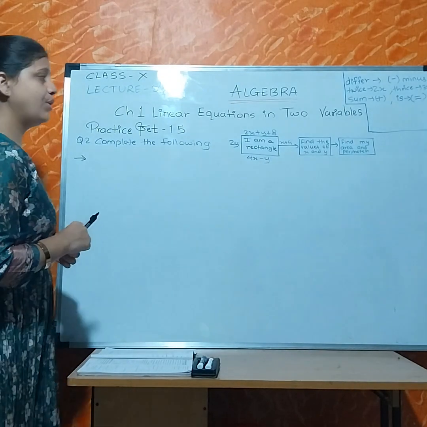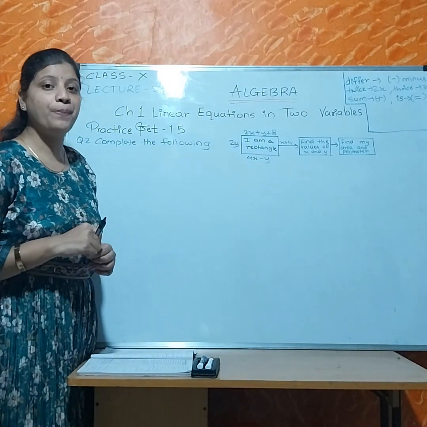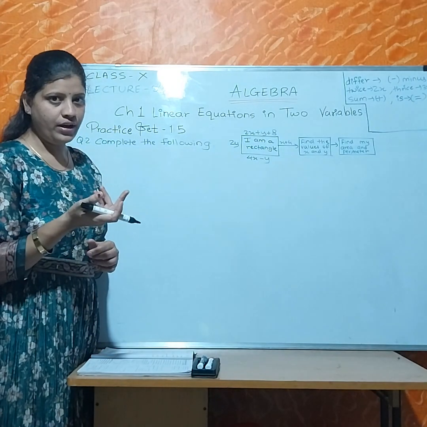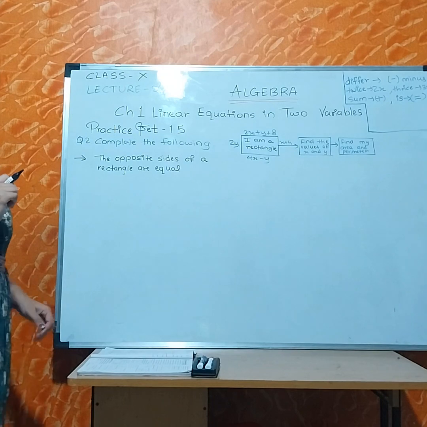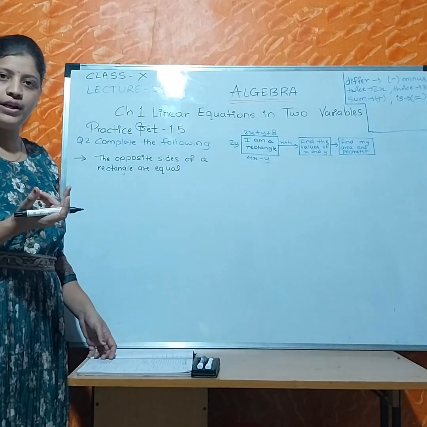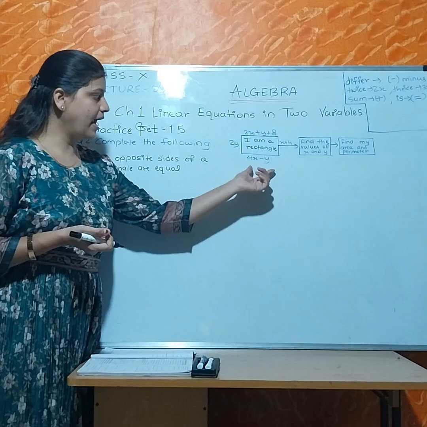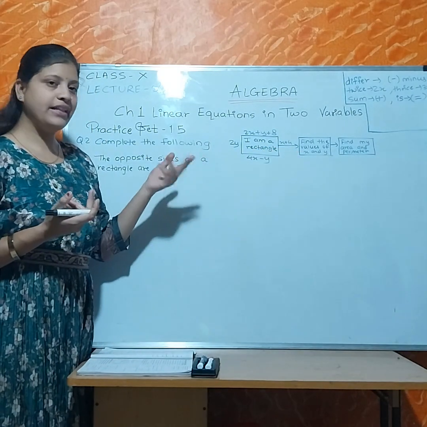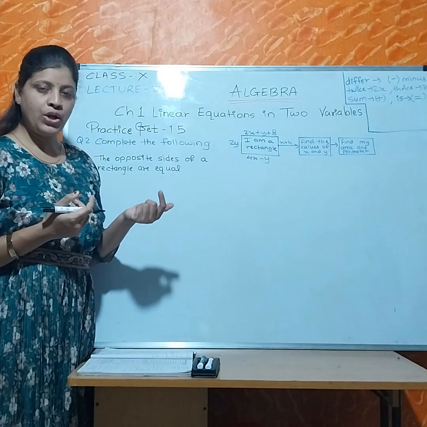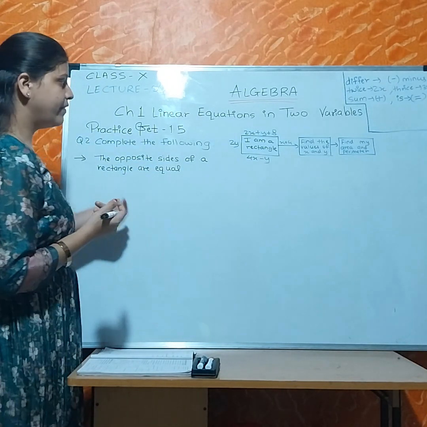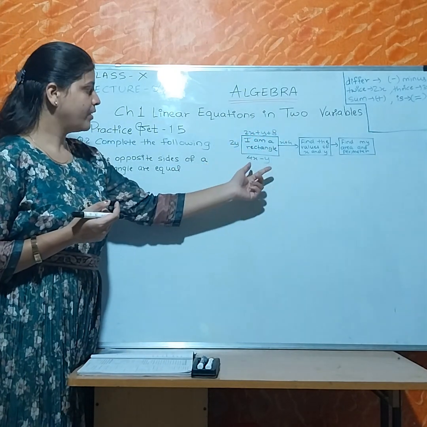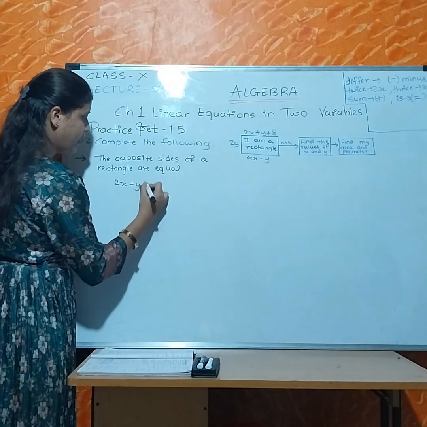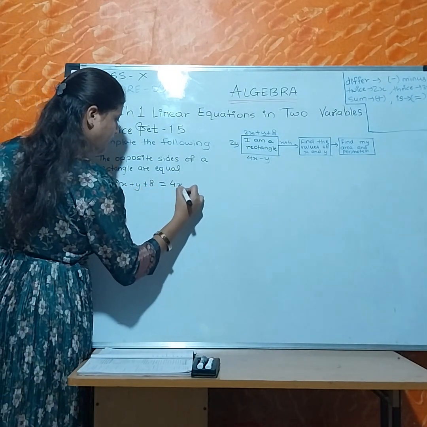First of all, what do you know about a rectangle? What are the properties of a rectangle? We know that opposite sides of a rectangle are always equal. That means this side and this side are equal, and x plus 4 is also equal, right? We know that both of the lengths and both of the breadths of a rectangle are equal. So simply we can write 2x plus y plus 8 is equal to 4x minus y, right?